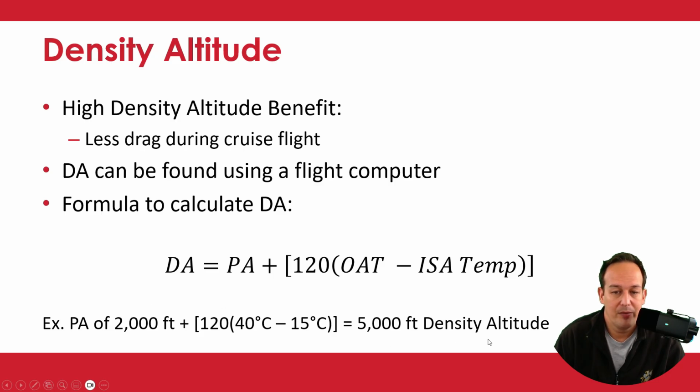That's going to equal a density altitude of 5,000 feet. So let's say you're at an airport with an elevation of 2,000 feet adjusted for pressure, so that's our pressure altitude, but it's 100 degrees outside. Well, we're going to have a density altitude of 5,000 feet. So even though the pressure altitude is 2,000 feet, it feels like for the airplane we're taking off from an airport at 5,000 feet. So we're going to have a much longer takeoff roll, and our climb rate's going to suffer. But when we get up to altitude, we're going to cruise really well because we'll have less drag and we'll burn less fuel.